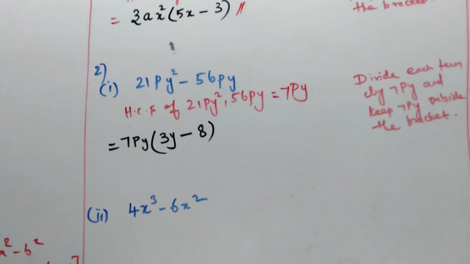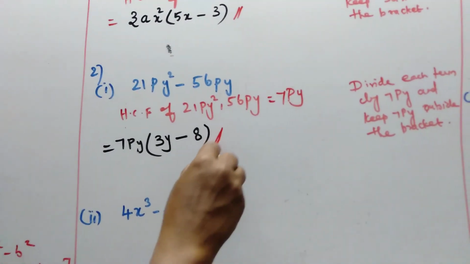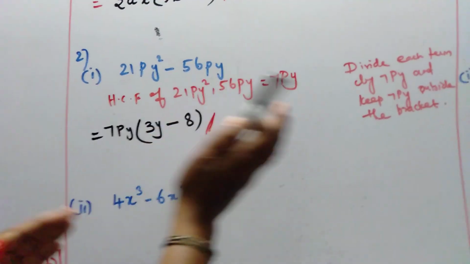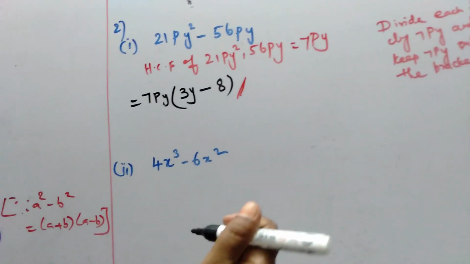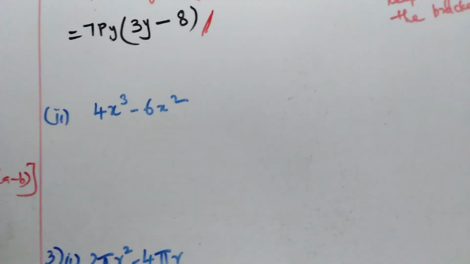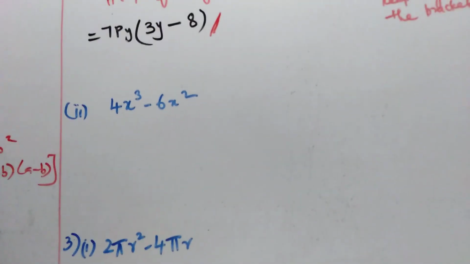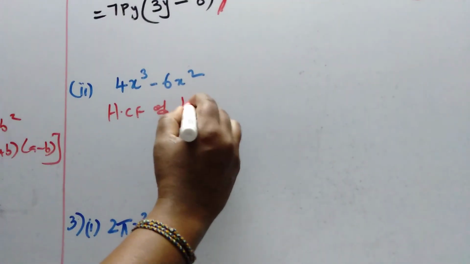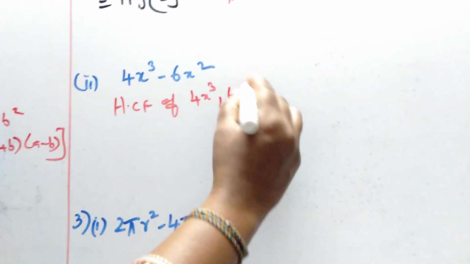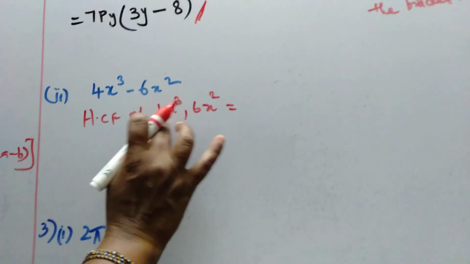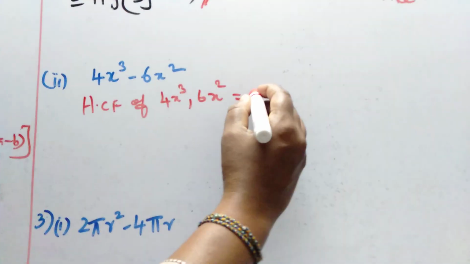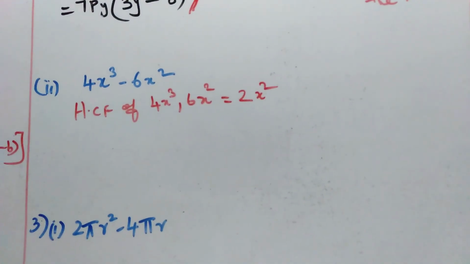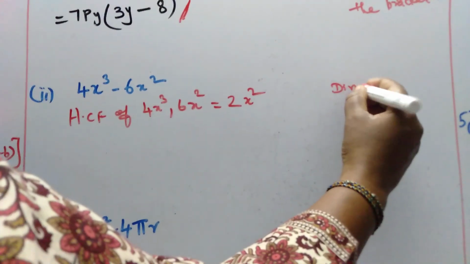I am telling you very slowly and clearly. If you don't understand, you can ask me again. This is the same procedure we want to follow for all the sums. Okay, let me do the next question. Here we want to find the HCF of 4x cube and 6x square. For 4 and 6, the common factor here is 2. Of x cube and x square, we take only x square. So in the same way we want to write it here.